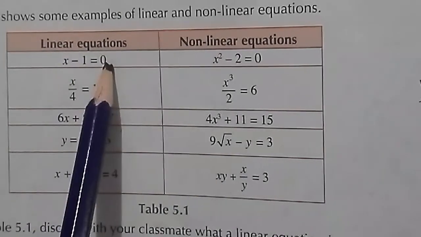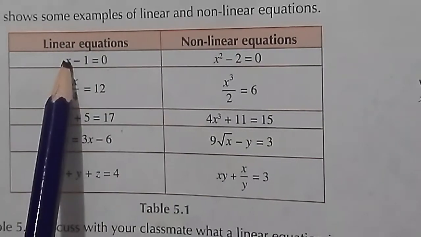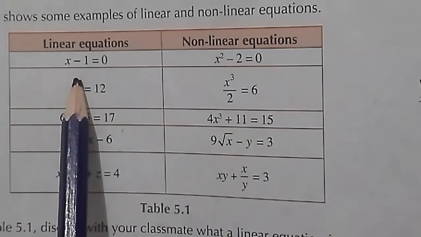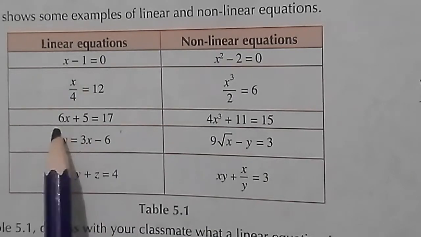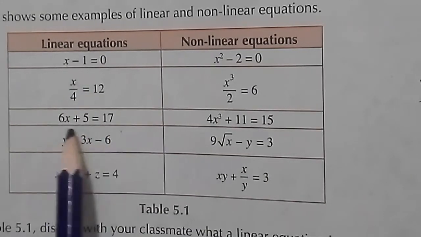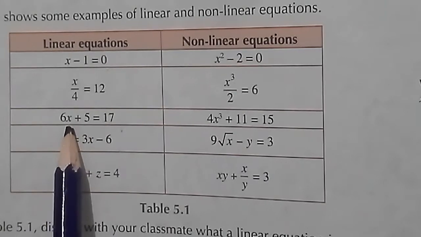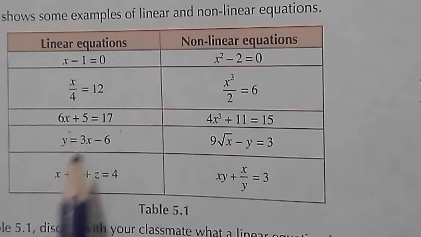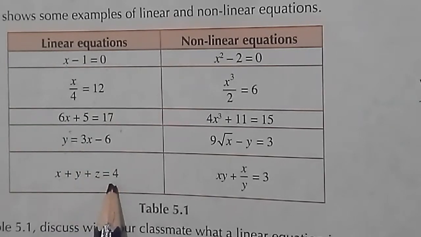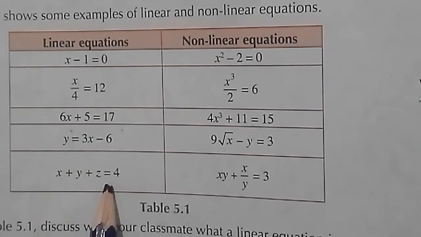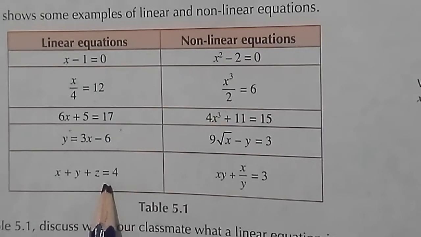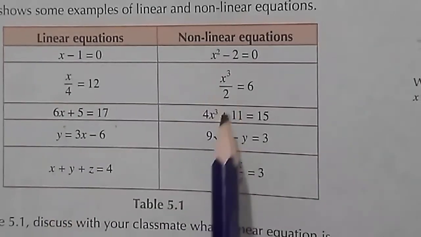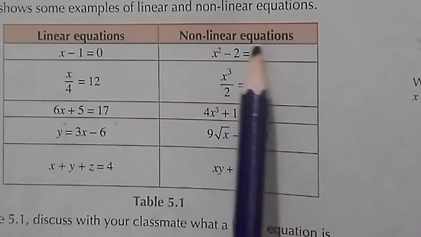Like here, x minus 1 is equal to 0. Here the exponent of x is 1. x upon 4 is equal to 12, the exponent of x is 1. Here 6x plus 5 is equal to 17, the exponent of x is 1. y is equal to 3x minus 6, both variables have an exponent of 1. x plus y plus z is equal to 4, all three variables have a power of 1 and no variable is multiplied or divided by any other variable. So all these are linear equations. On the other side, we have given examples of non-linear equations.